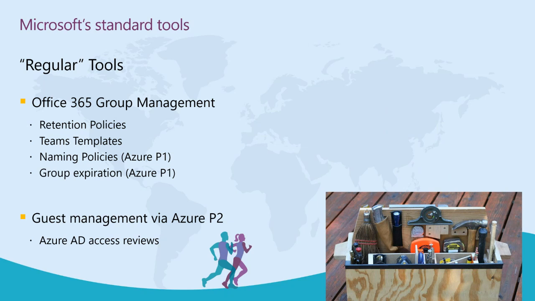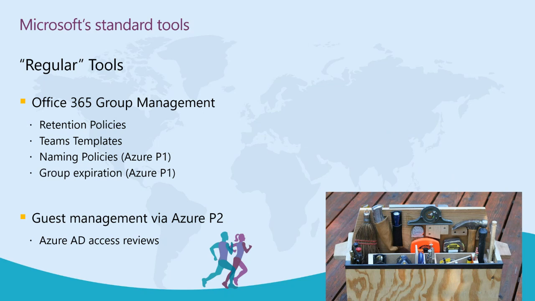There's another level which I want to tell you about here, which is guest management in Azure P2. With the license Azure P2 or Microsoft 365 E5, Office 365 E5, you get Azure AD access reviews, and those access reviews are a feature where you are able to request the owner, but also the guest, to check the access level for teams and apps in a team.